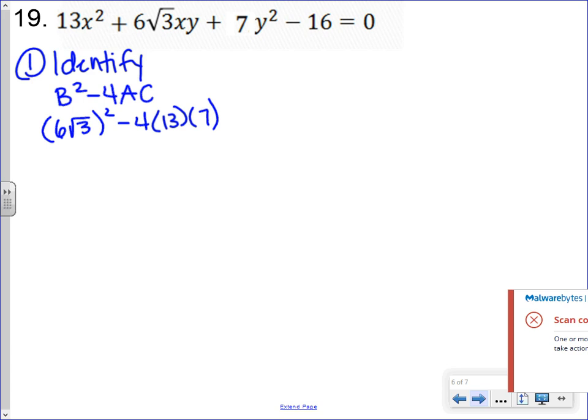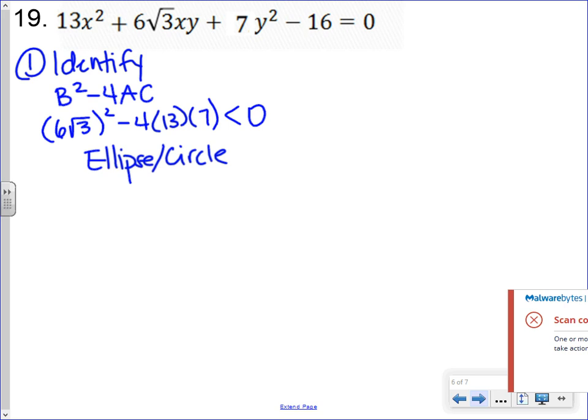6 radical 3 squared is the same thing as 36 times 3, right? And 13 times 7 times 4 is that. Okay, so what kind of number do we have? Like positive, negative, or 0? Oh, it's negative. So what does that mean, Maverick? Okay, it's an ellipse or a circle. We're unsure. Okay, so make sure you put, it could be either.